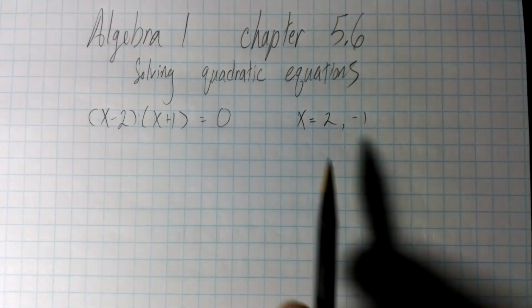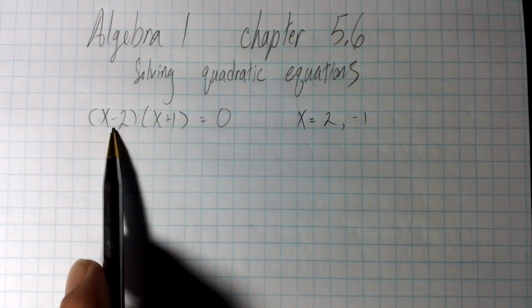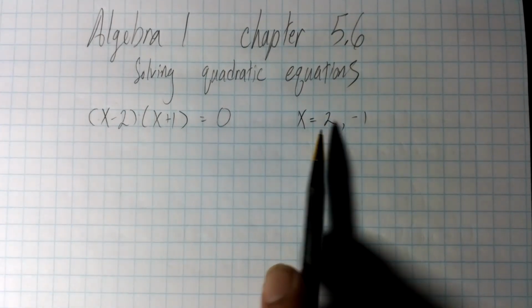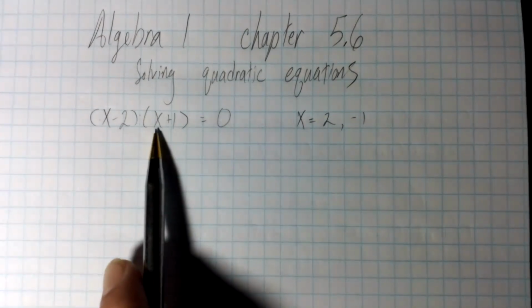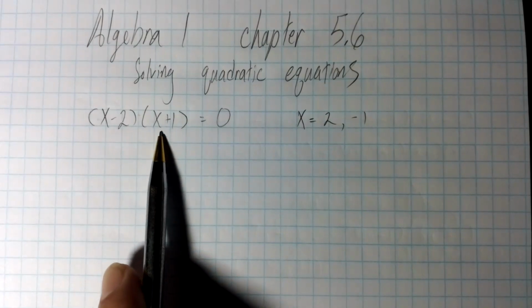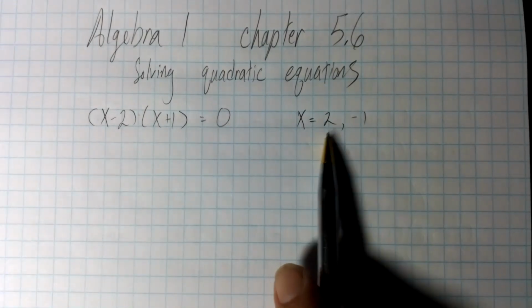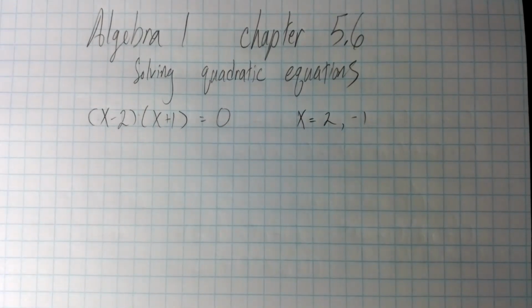Hopefully you thought it out and said, if x is 2, that makes this 0, so 2 is a solution to this equation. And if x is -1, that would make this 0. So here, these are my two solutions to this equation.